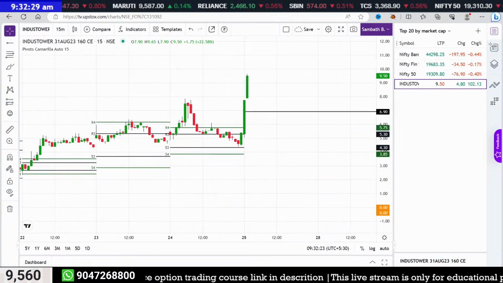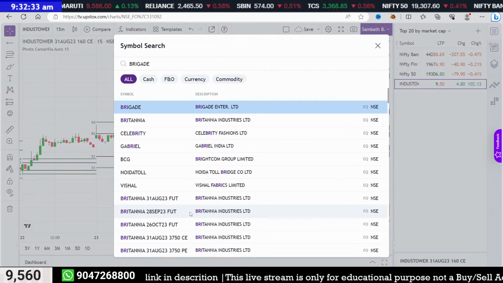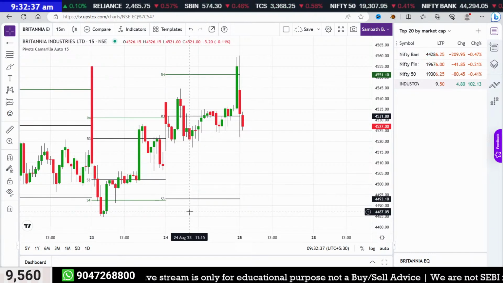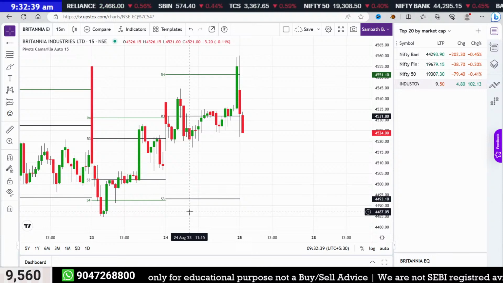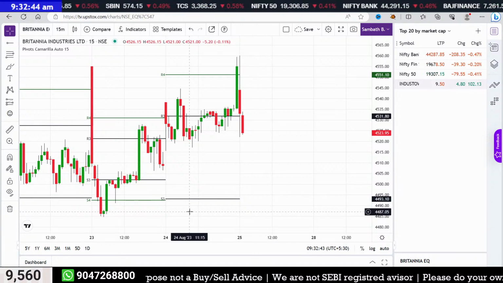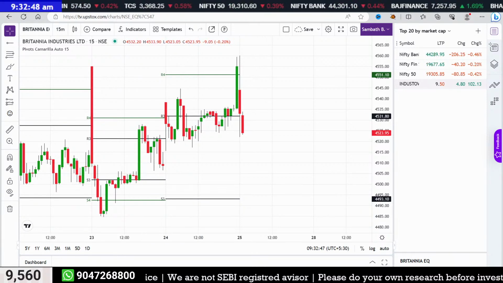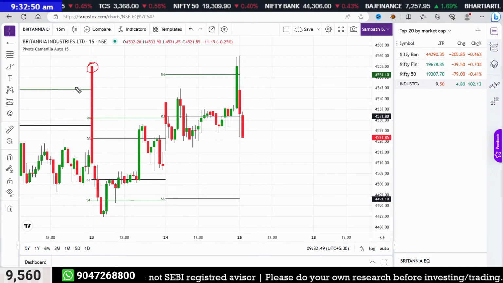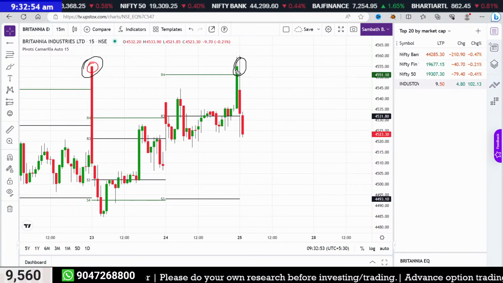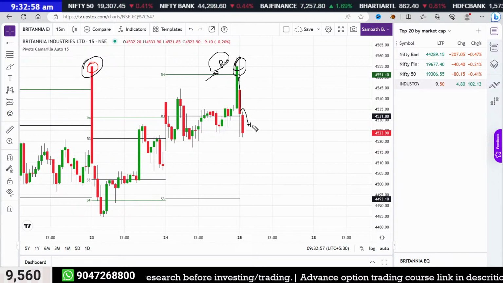Okay, so what's happening on Britannia? It was a gap up and closed positive yesterday. And I think some rejection at the top level. So you can look at Britannia in the 15-minute chart. It was an R4 rejection. So here is one more rejection, and the same area, another rejection, also at R4. And the market has started moving down.